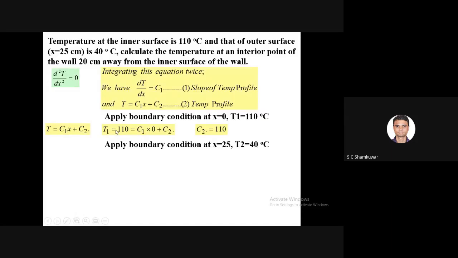So here you can see T1 is equal to T. 110 is equal to C1 into x is 0 plus C2. So C2 we are getting 110 here. Understood?